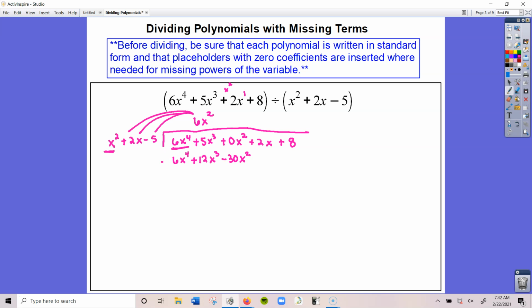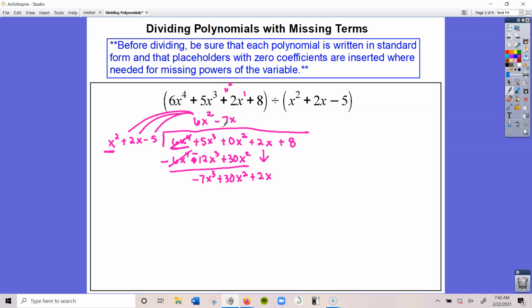So now we have to subtract, so we're going to switch all of the signs. My first terms, remember, should always cancel. 5x to the third minus 12x to the third is negative 7x to the third. 0x squared plus 30x squared, that's just 30x squared. And then we bring down the next term, so plus 2x. Now we repeat. What do I need to multiply x squared in order to get negative 7x to the third? And that would be negative 7x.